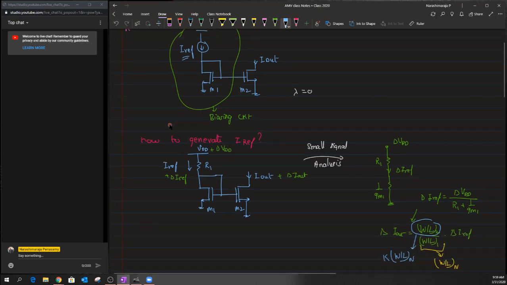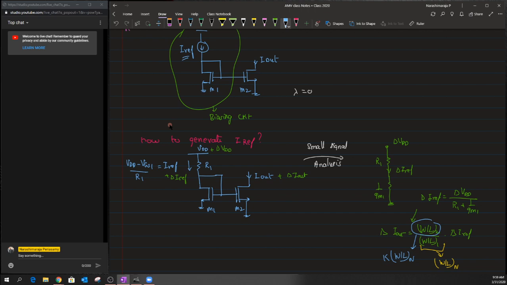Later, we made use of a simple resistor like R1 to generate this current I reference. The value of this I reference could be written as VDD minus the VGS of the M1 transistor, divided by R1, and that is how we evaluated this I reference.